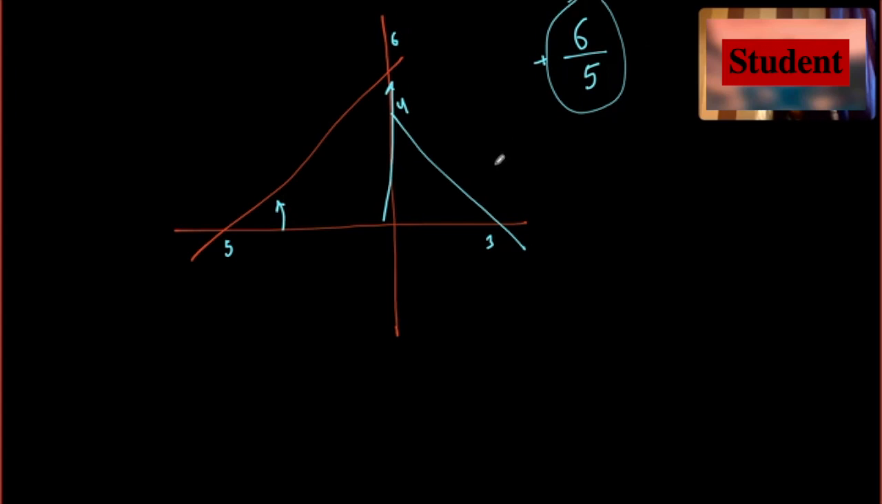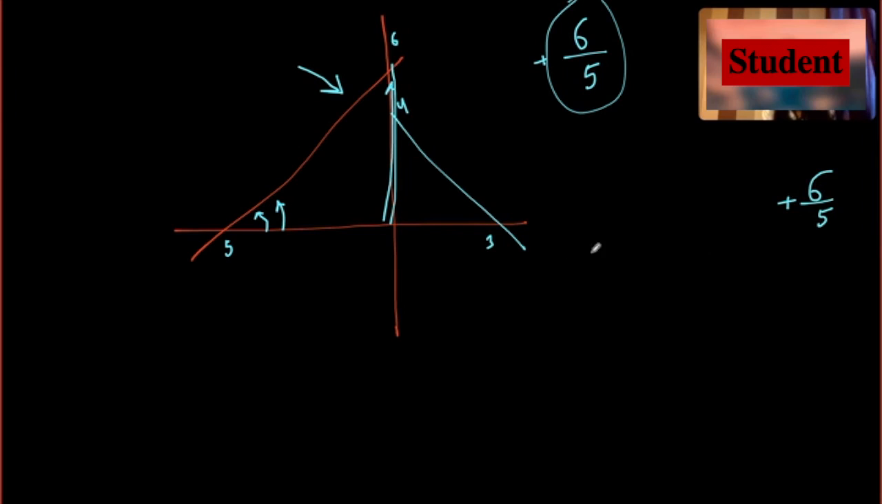If somebody asks which one is positive or negative, this one is positive. You know that we can do the rise over run, which is 6 over 5. That is your magnitude, and it is a positive slope.